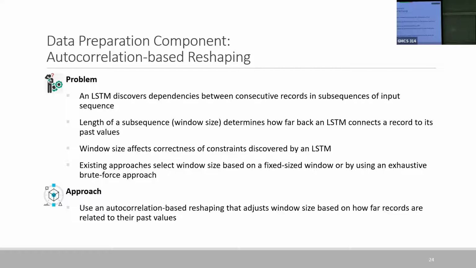In our approach, we use an autocorrelation based reshaping that adjusts this window size based on how far the records are actually related to the past value. So this is a step that is done prior to training the LSTM model.